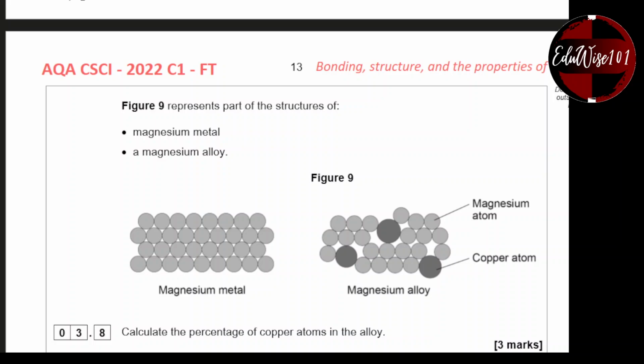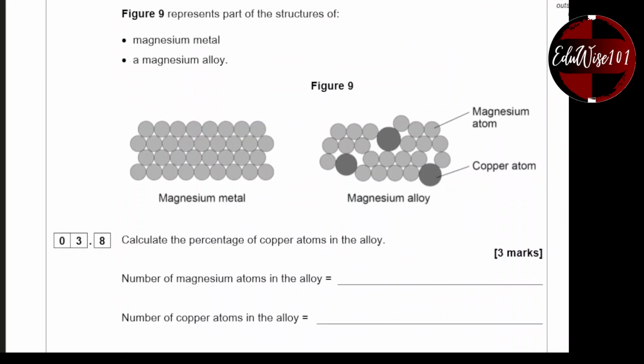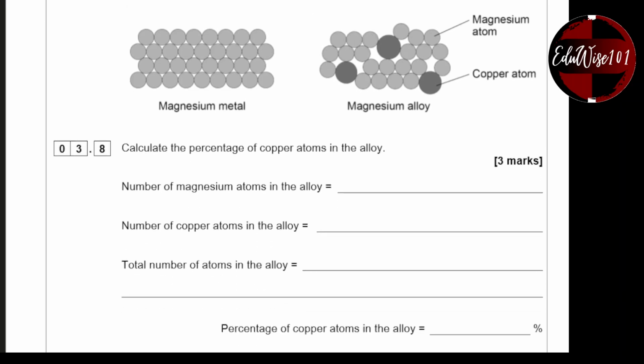Next question. Figure 9 represents part of the structures of magnesium metal and magnesium alloy. So you can see the first diagram is magnesium metal, and the second is the magnesium alloy. So what are they asking? Calculate the percentage of copper atoms in the alloy. They have given you 3 steps. First, the number of magnesium atoms in the alloy. We are not looking at the magnesium metal, that's the alloy.